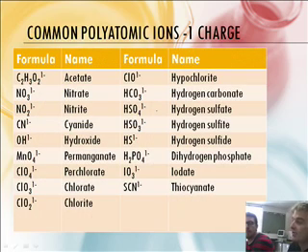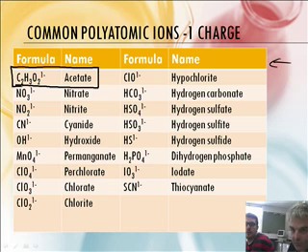And here is a list of polyions. It's a long list. This is actually the list of ones that have a 1 negative charge. We want you to know some of these. So the ones we want you to know are acetate for sure. Now, how do you memorize acetate?